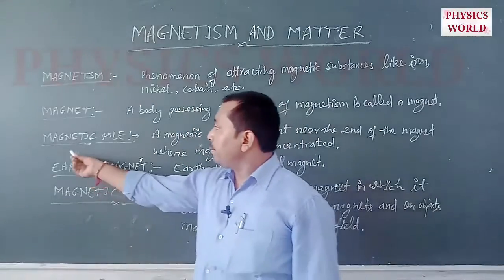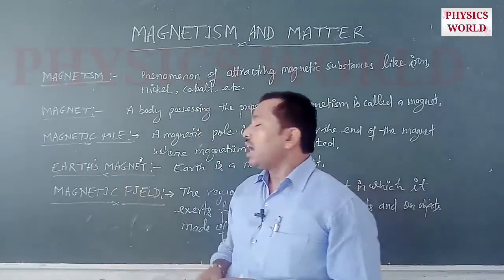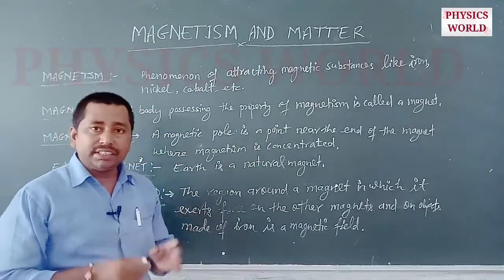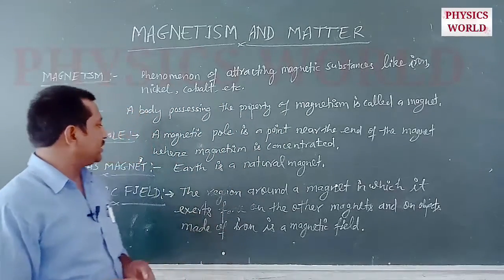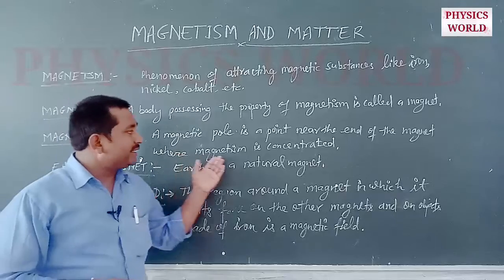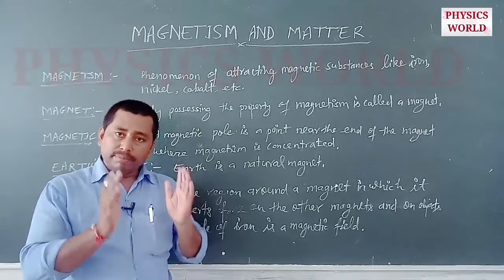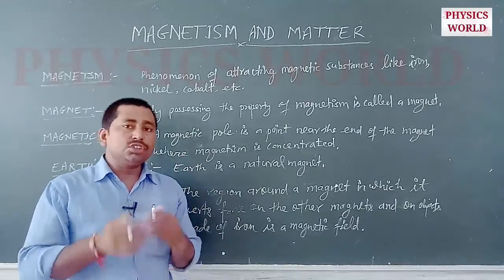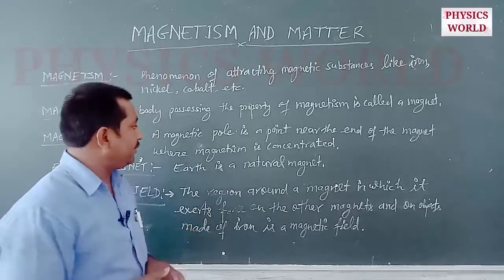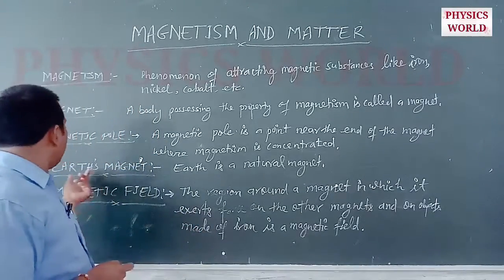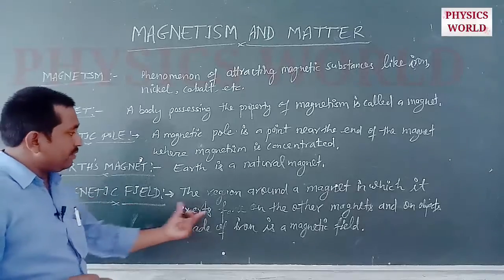And what is a magnetic pole? A magnetic pole is a point near the end of the magnet where magnetism is concentrated. At the magnetic pole, the intensity of the magnetic field is very high. So what is the magnetic field? This can be defined right here.